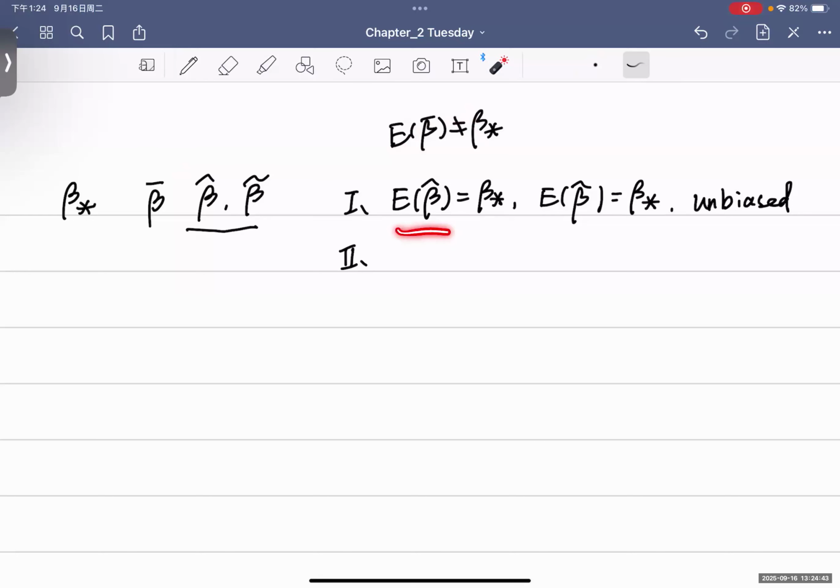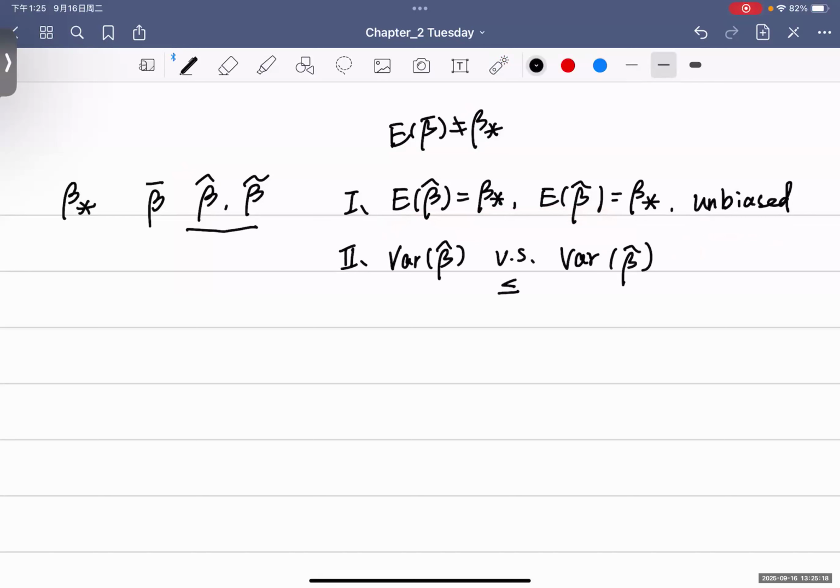So the first step is trying to guarantee that beta hat and beta tilde are unbiased, so their expectation is beta star. It quite makes sense. And the second thing is that if both of them are unbiased, we want to take a further criteria on them. We just compare the variance. So the best one will be the estimator with the smaller variance.